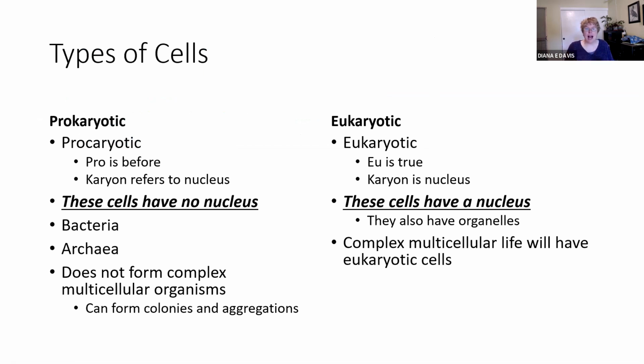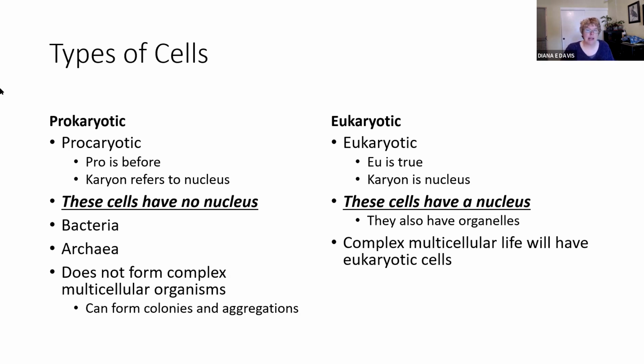When we talk about types of cells, we're going to talk about the difference between prokaryotic and eukaryotic cells. You've probably heard these terms before. Notice I spelled prokaryotic differently here, with a K in one place and a C in the other. You'll see it both ways. K seems to be the more common spelling these days, but sometimes you'll see it with a C.